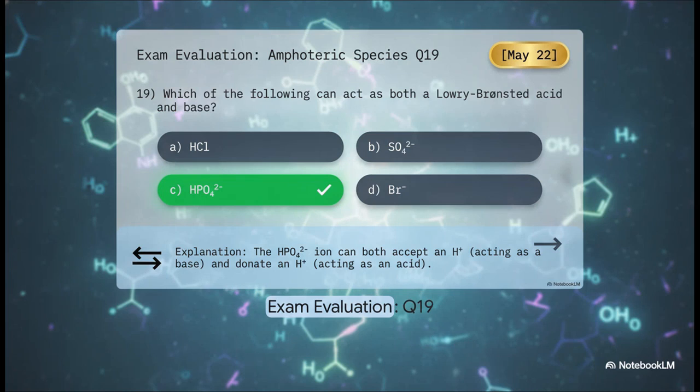Moving to question 19 from May 22. 19. Which of the following can act as both a Lowry-Bronsted acid and base? A. HCl, B. SO42-, C. HPO42-, D. Br-. Option C is the correct answer.